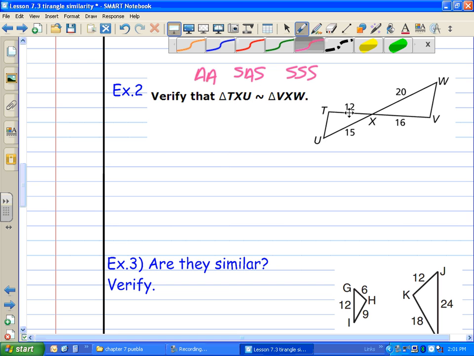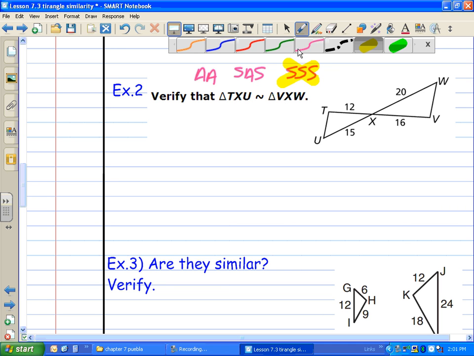Well, it looks like they give you a side here, a side here, and a side here and a side here. Now, to use side, side, side, I have to have three sides. I only have two pairs that match up with two pairs over here, a pair there and a pair there, so I can't use that. That's a no-no.